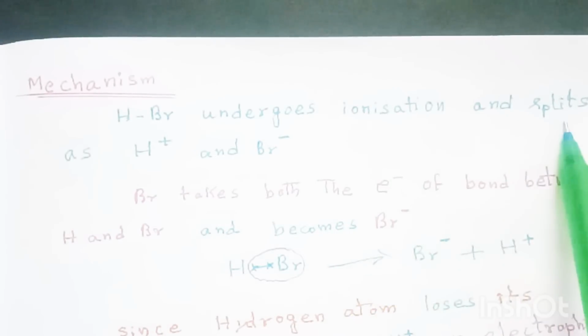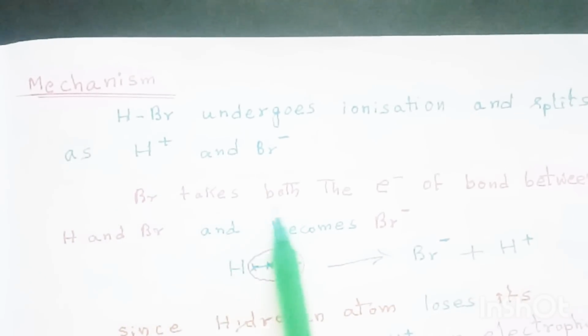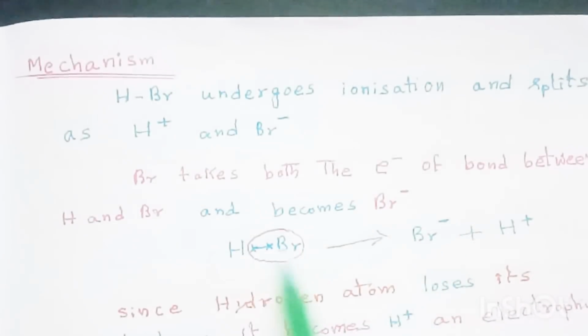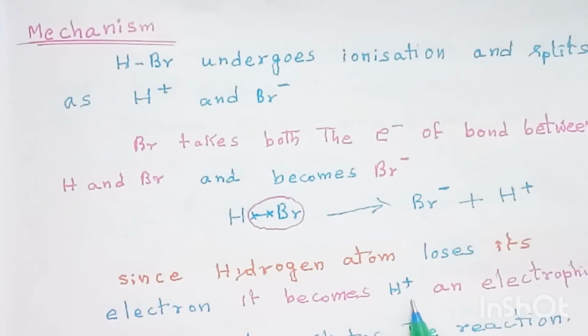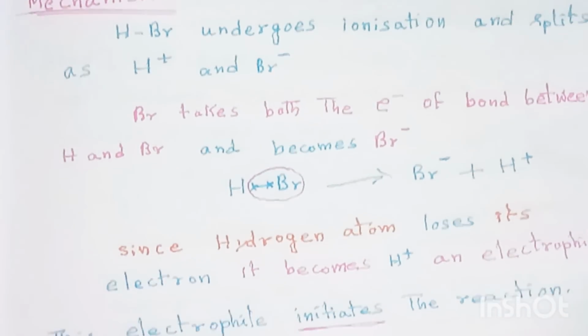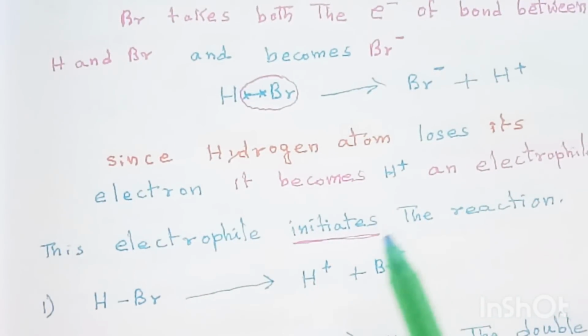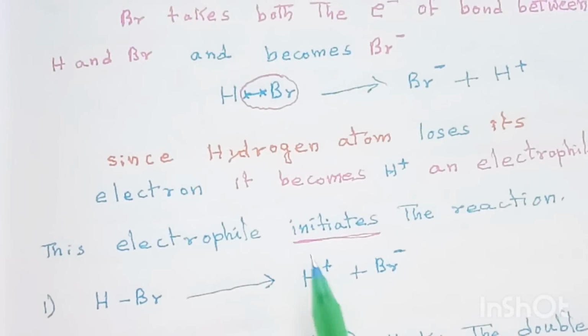HBr undergoes ionization and splits as H plus and Br minus. We have already learned that. Br takes both the electrons of the bond between hydrogen and bromine and becomes Br minus. Hydrogen becomes H plus ion. Since hydrogen atom loses its electron, it becomes H plus. H plus is nothing but an electrophile. This electrophile initiates the reaction. So, Markovnikov rule, the electrophile initiates the reaction.